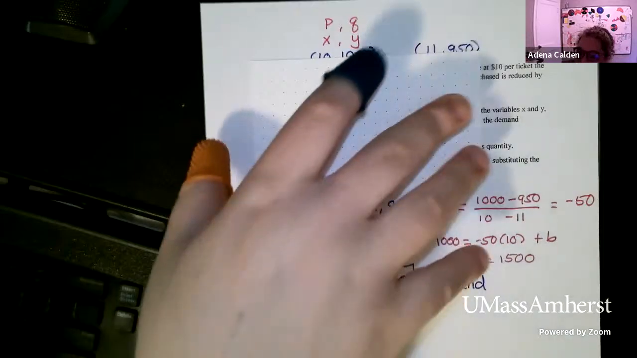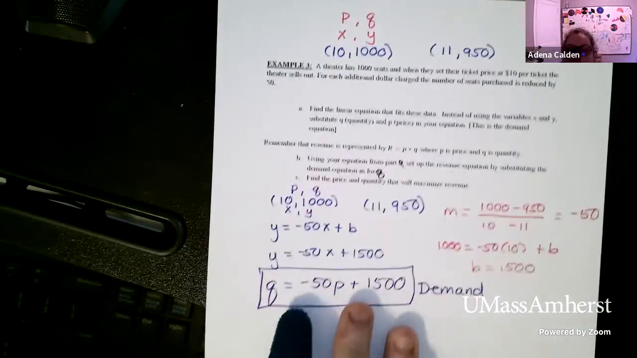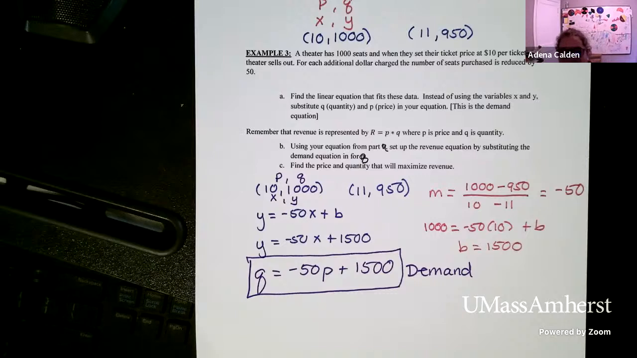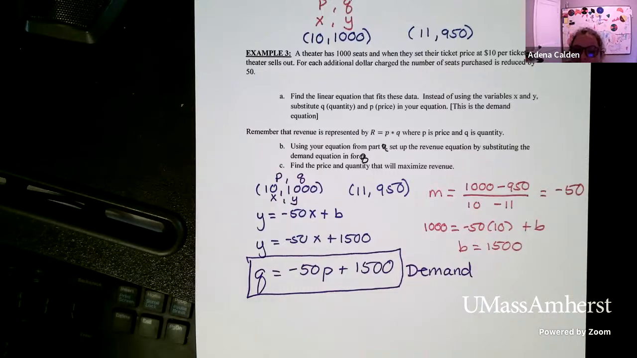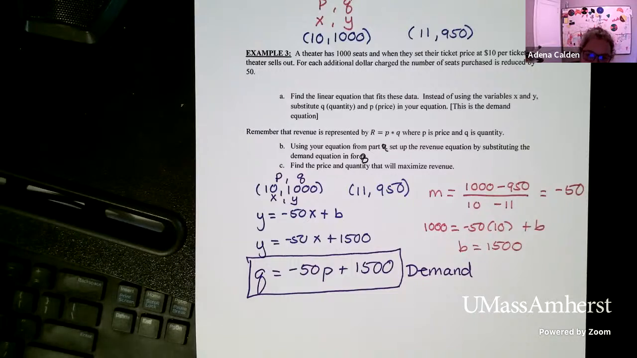So let's look at the next part of the problem, and then we have to talk about a couple things before we solve. So revenue is represented by price times quantity, where P is price and Q is quantity. Using your equation from part A, I don't know why it said part B, that was a typo. Set up the revenue equation by substituting the demand equation in for Q. We'll talk about that in a second. And then for part C, find the price and quantity that will maximize revenue.